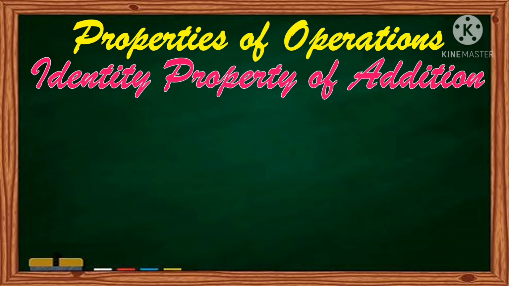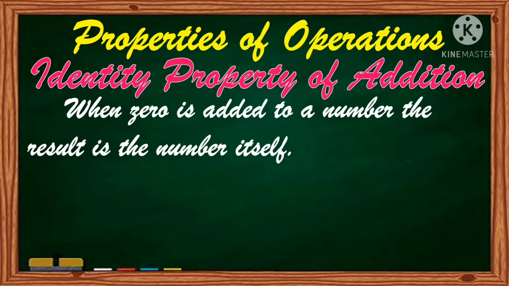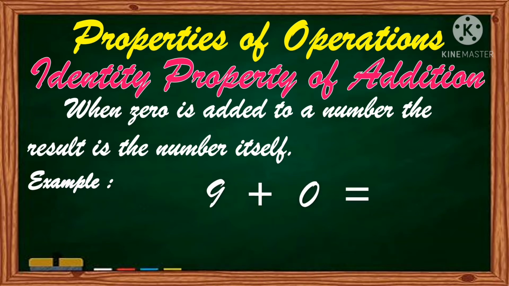Next, the identity property of addition. When 0 is added to a number, the result is the number itself. Example, 9 plus 0 equals 9. So any number that you add to 0, the answer is the number. That is the identity property of addition.